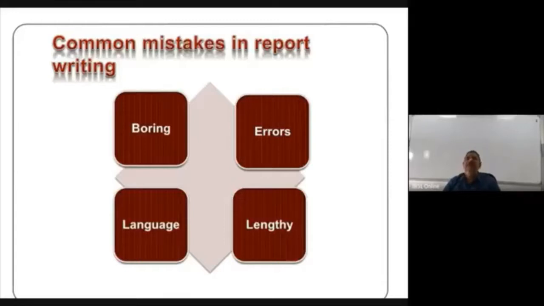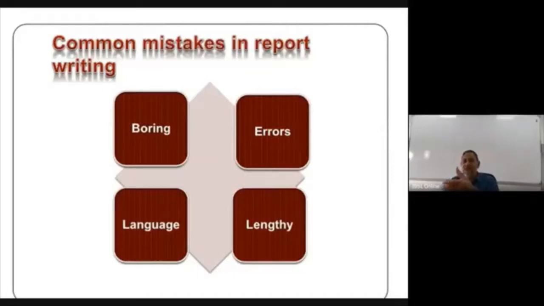Okay. Next most important point is length, because we are producing this report for management. They do not have time to read all the literature you are going to produce. There's no time. High management. So the length has to be limited.